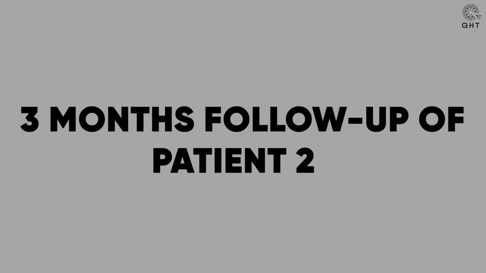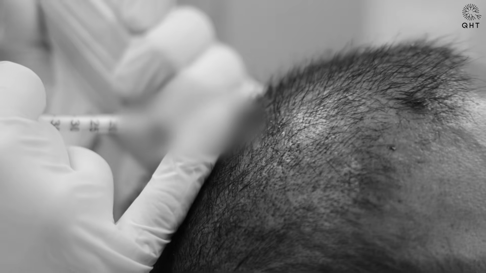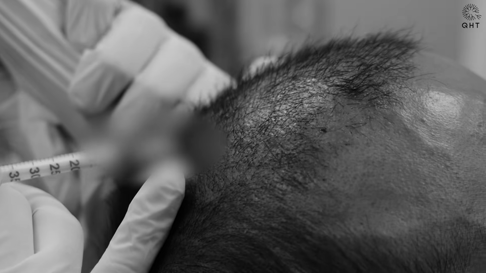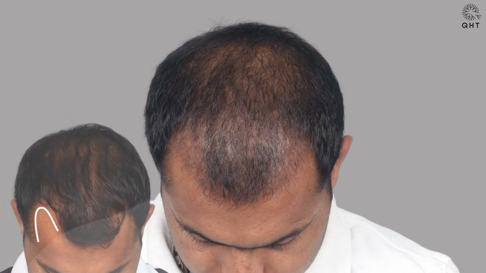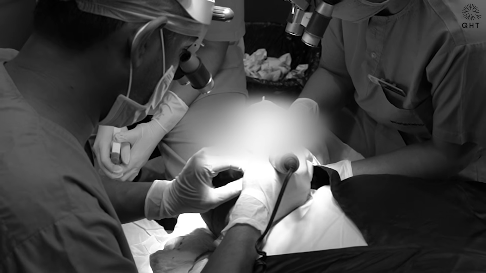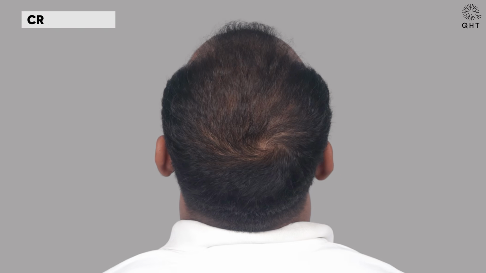Three-month follow-up of patient 2. Moving on to patient 2, during his first PRP session, our experts observed that the shedding phase had already ended. His M-shaped hairline had now settled beautifully, creating a natural frame for his face. Very soon, new hair growth would become visible, proving the precision of the advanced technique used.